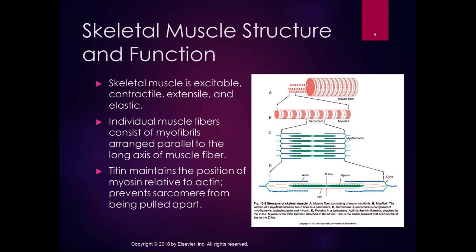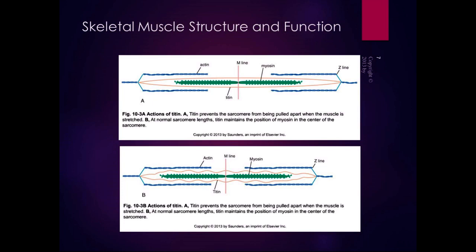So if we didn't have that titin providing structure, the sarcomere wouldn't hold together, basically. This is our individual sarcomere, and in the top picture, the titin is that orange line. It prevents the sarcomere from being pulled apart when the muscle is stretched, and it maintains the position of the actin and myosin, because remember, we have to have crossover between actin and myosin in order to get a good muscle contraction.